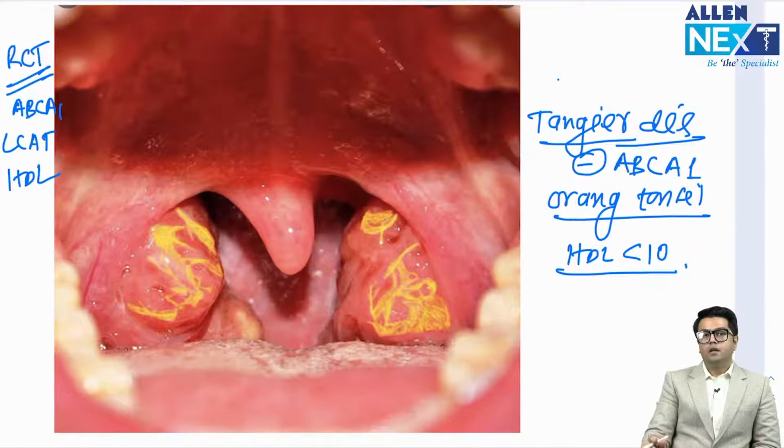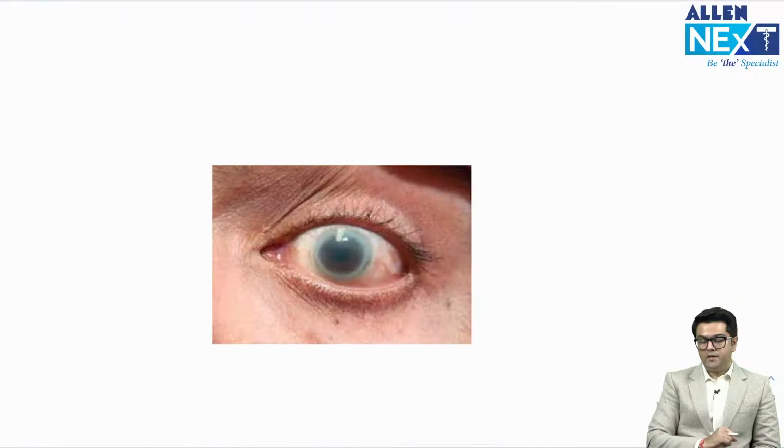Fine, right? So the next point is, as you can see in this image. Obviously, if you look at this image, you may get confused; it is not very difficult to identify. You may think of this as a Kayser-Fleischer ring, but this is not that. So what is your answer here?